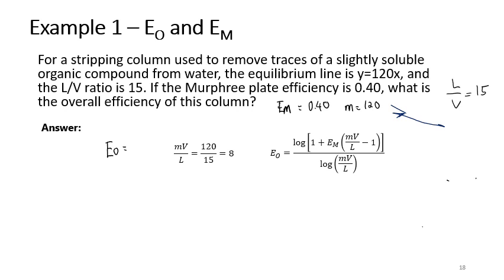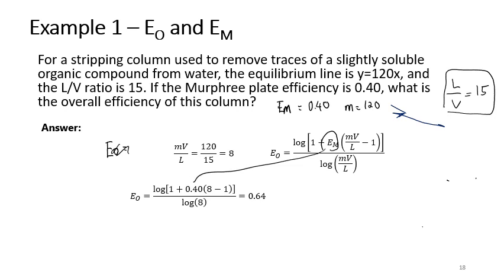Okay, now you have M, V and L. So this is your M, 120. L over V is 15, so your V over L is 1 over 15. So MV over L is 8. So using this equation, EO equals to blah blah blah. Then you just plug in the numbers. So EM is 0.4, MV over L is 8, then you get EO is 64. So you have the overall efficiency of 64%.